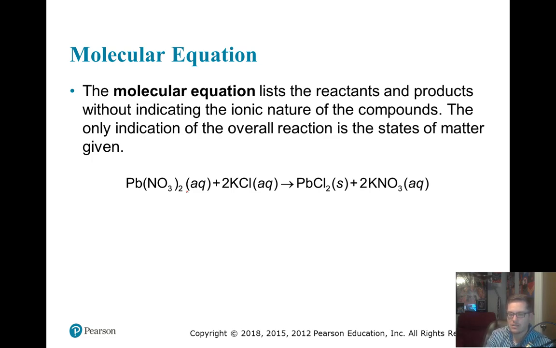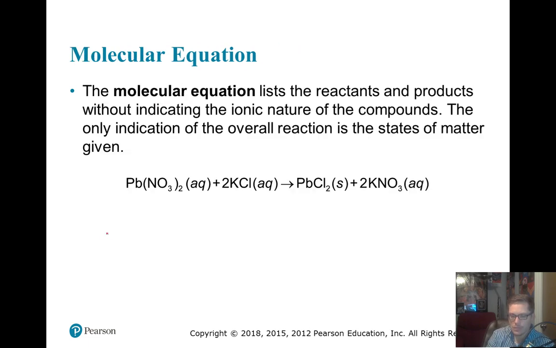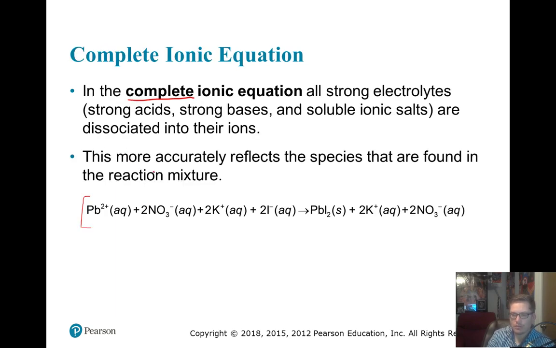All right, so this tells us what's there, but it doesn't really give us a good idea of what's going on in solution. So the complete ionic equation shows a complete picture of the ions and the solids and anything else that's in the solution. So this is the exact same reaction as we had before, but now we've taken these molecules and we've split them up into their individual ions. So before we had lead nitrate, right? Here's our lead nitrate, and it got turned into Pb2+ and 2 NO3-.